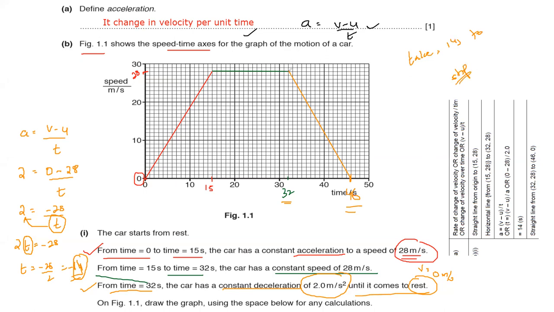So at this moment, when the car was moving with a constant speed, it is already 32 seconds. So after 32 seconds, this car, which was moving with a speed of 28 meters per second, will take 14 extra seconds to stop. So 32 plus 14 extra seconds. It means at which time it will stop completely: it will stop completely at 46 seconds. That's why we draw a line at 46 seconds where the speed is 0. Is it clear, this question?